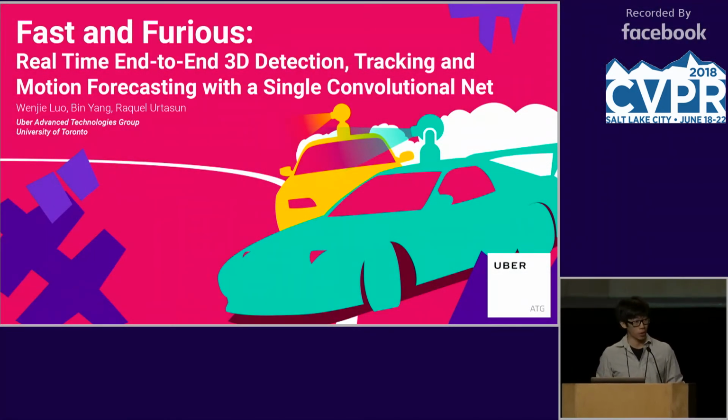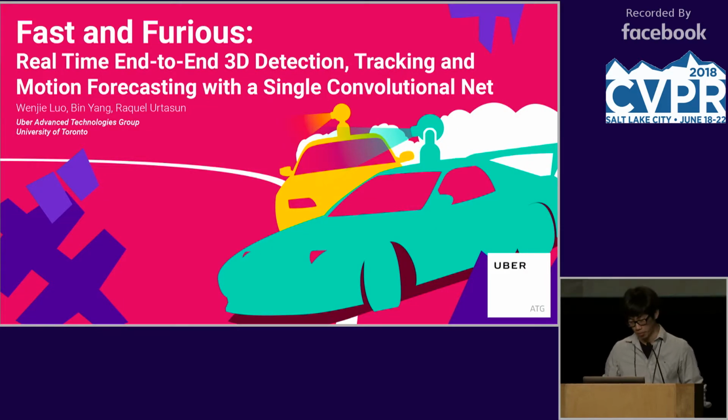My name is Wenjie. Today, I'm presenting our work titled Fast and Furious: Real-Time End-to-End 3D Detection, Tracking, and Motion Forecasting with a Single Convolutional Net. This is a joint work with Singh and Raquel from Uber ATG and the University of Toronto.